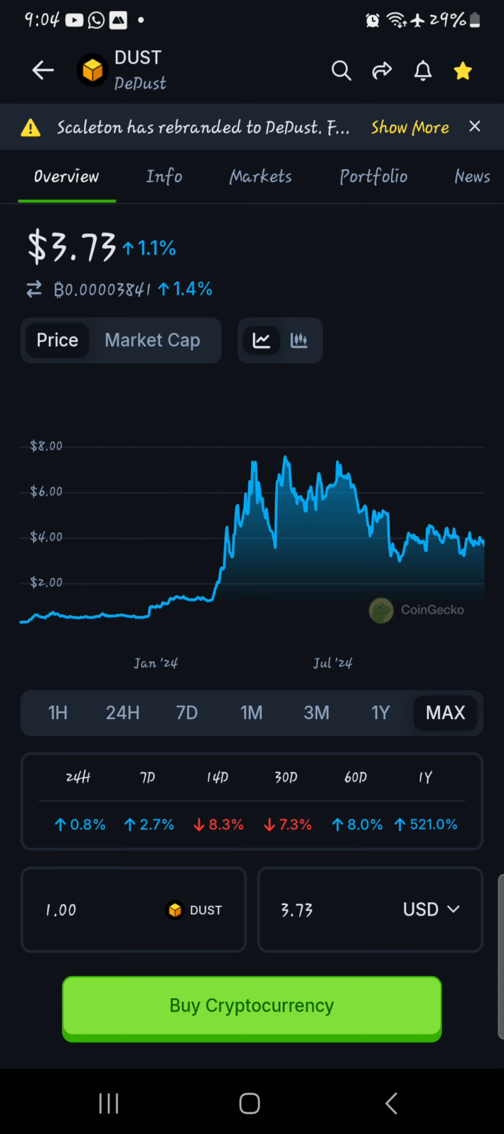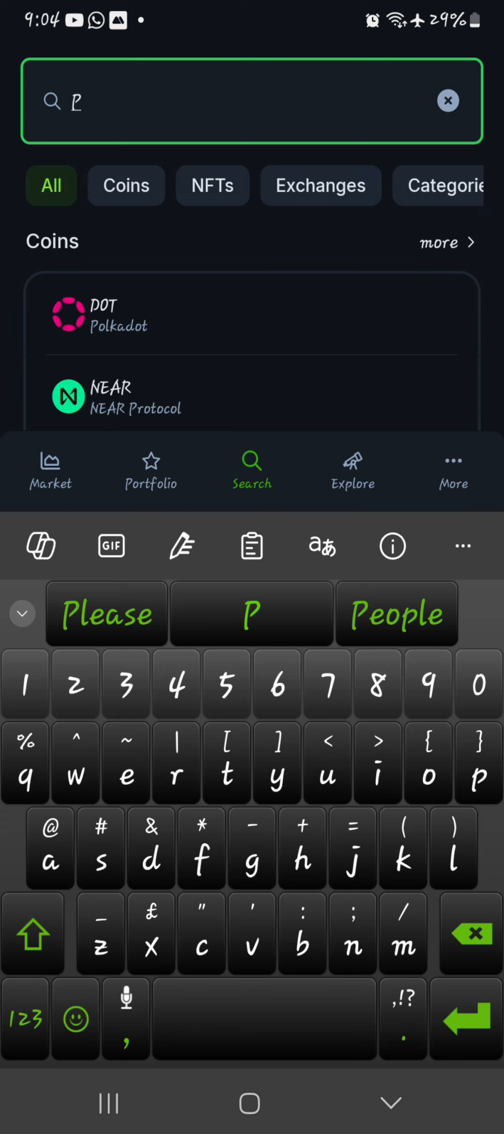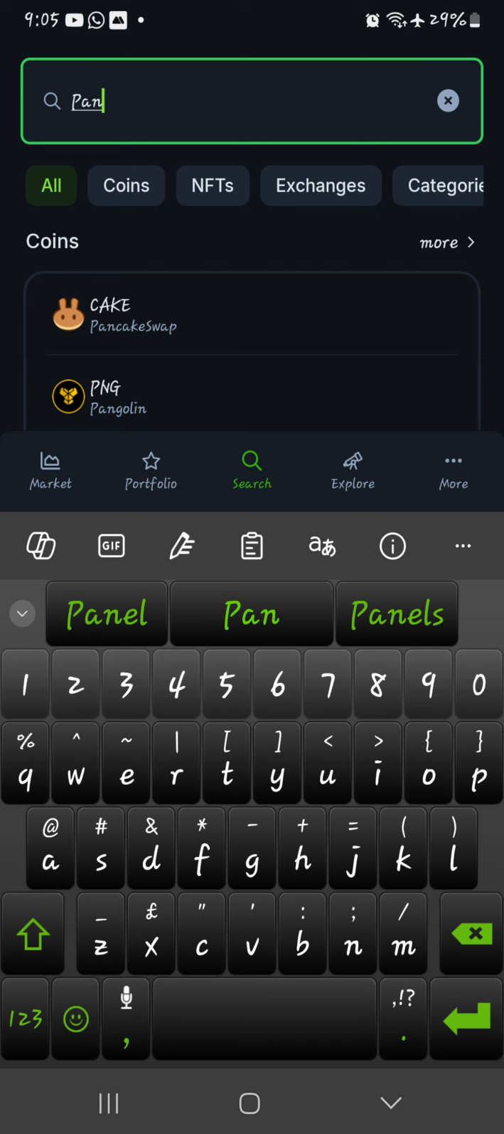Let's just go and check out, since we're already on it, Pancake. Now I see that I'm avoiding meme coins and all of that, because the fundamental analysis of meme coins is mostly driven by social.